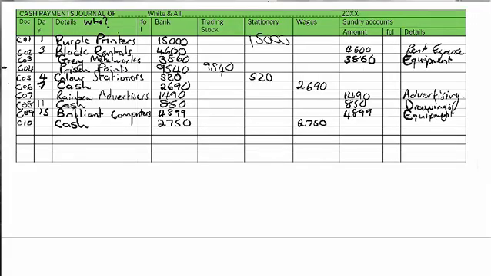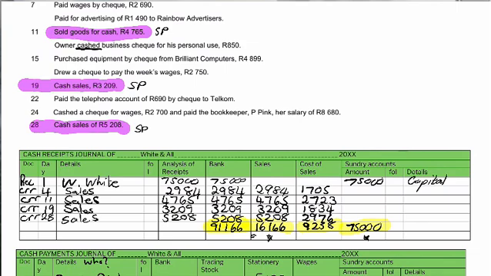Everyone happy with that? The final 2 transactions, guys, take place on the 22nd and then the 24th. Okay, on the 22nd, we paid the telephone account of 690 Rand by a check to Telkom. Who hasn't had a turn to go through a transaction with me from start to finish?